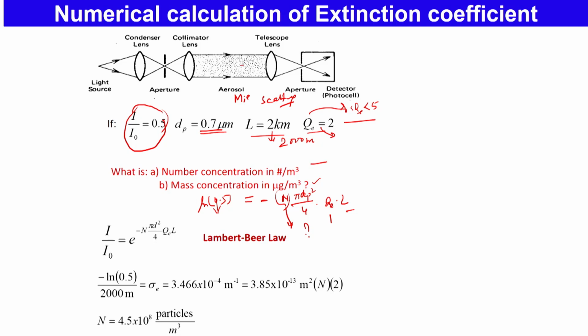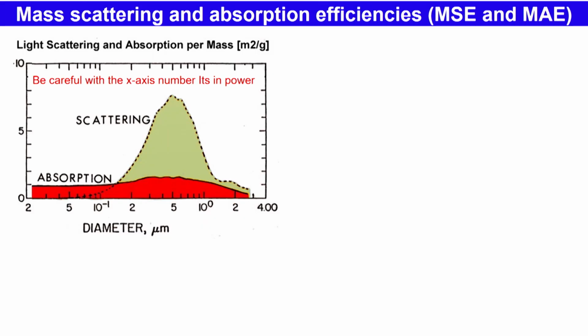Just be careful with this one, because ln 0.5 will be a negative value. So this is a negative value, and this negative and this negative will cancel out, so the calculation will be in the correct way. So you can very easily calculate how much of the extinction is caused by the particles, or the given extinction is caused by how many particles. Similarly, you can calculate the diameter.